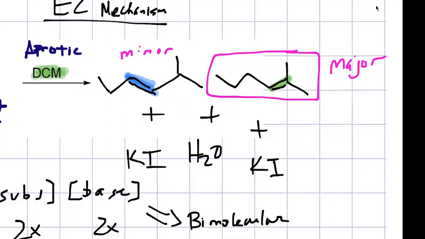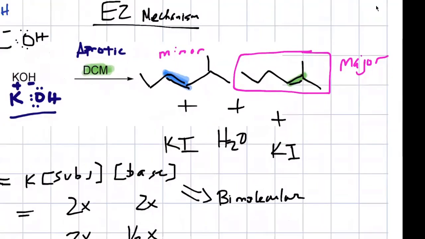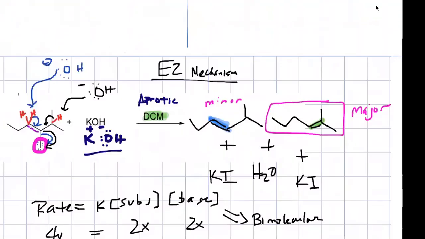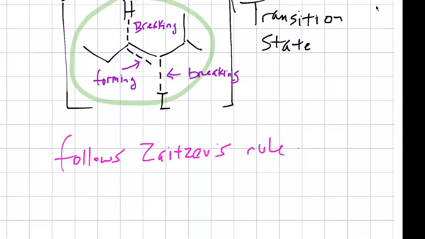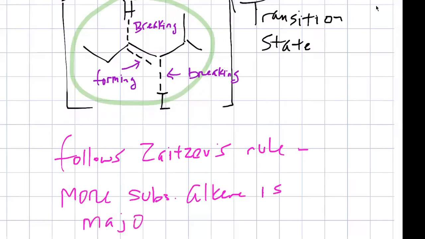So it's more substituted. So that means that's what Zaitsev's rule predicts, that the elimination is going to result in the more substituted and by the same token more stable alkene. So I'm gonna put that down here. So follow Zaitsev's rule. So a more substituted alkene is going to be your major product.